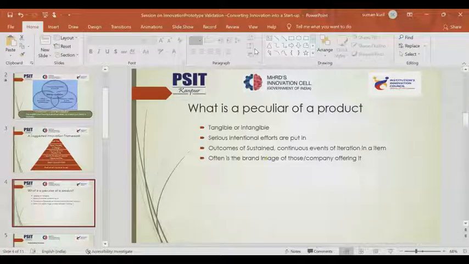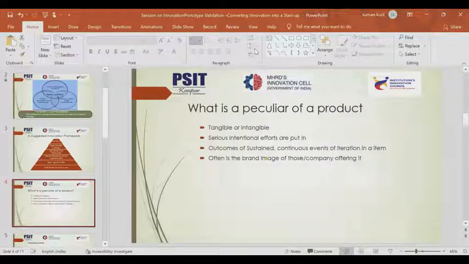Often, certain products are the face of a company. All of you are familiar with Maggie. Whenever we go to purchase Maggie, that product alone is the face of the Nestle brand. Some products show the brand image of the company, so we have to make our product in such a way that the particular product represents the whole company.